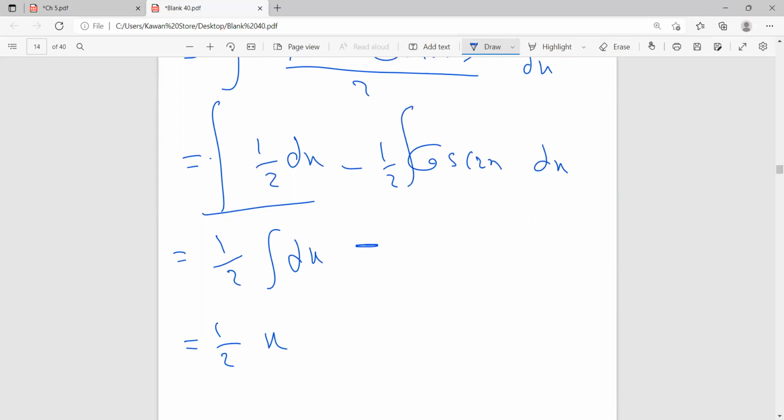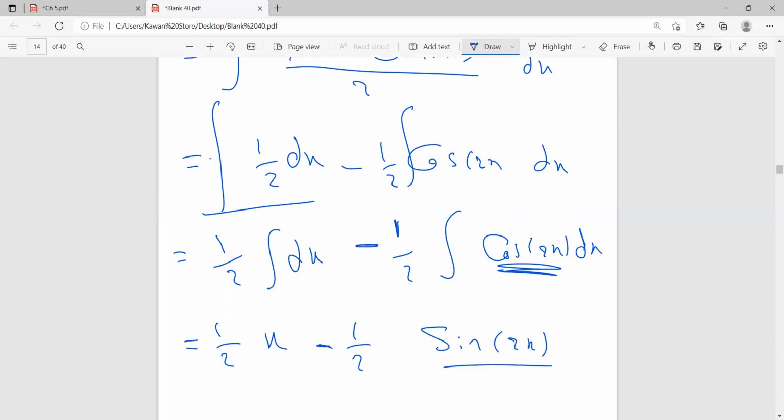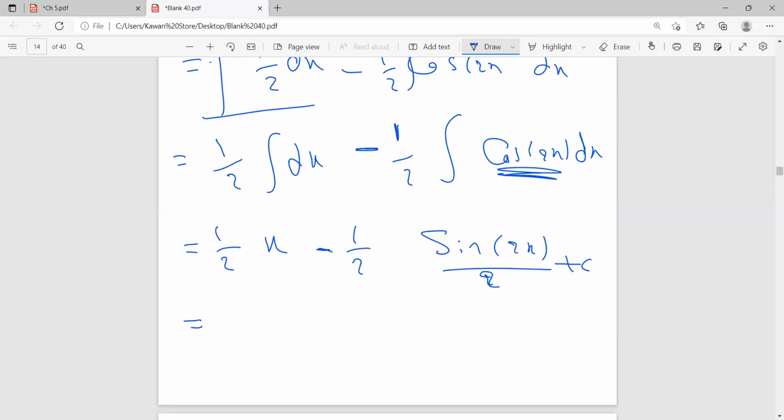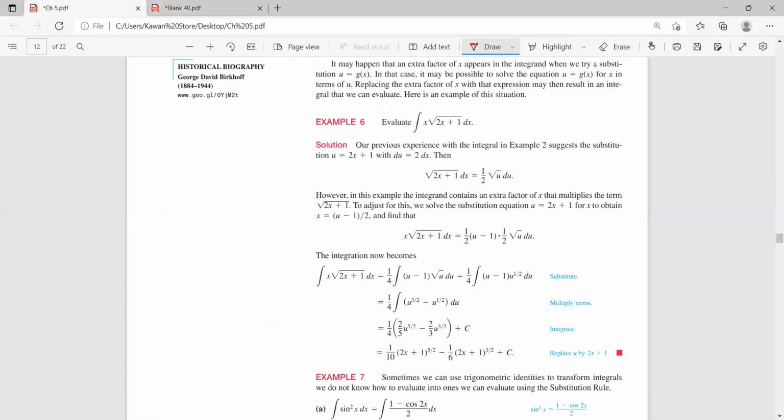1 over 2 outside. So how do we solve that one? By alpha. Use the alpha rule. So it is equal to minus 1 over 2 times, solving that one, sine 2x over 2 plus c. This is the alpha rule. Am I right? So we got 1 over 2 x minus 1 over 4 sine 2x plus c. And here's the solution that you have.